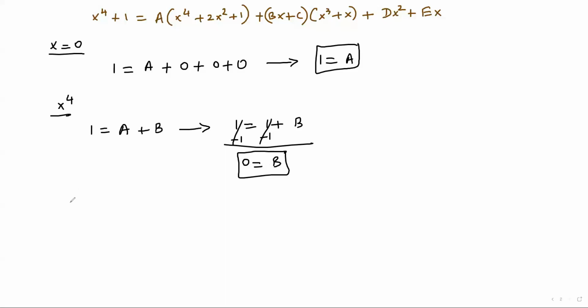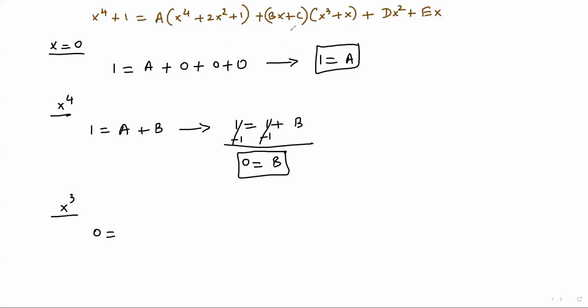For that, I compare the coefficients of x to the third power on both sides. I don't find any term which contains x to the third power on the left side. So the coefficient of x to the third power on the left side is just 0. If I distribute a to this one, it will be a times x to the fourth power. And if I distribute a to 2x square, it will be 2ax square. And a to 1, it will be a. So I don't get any term over here which contains x to the third power.